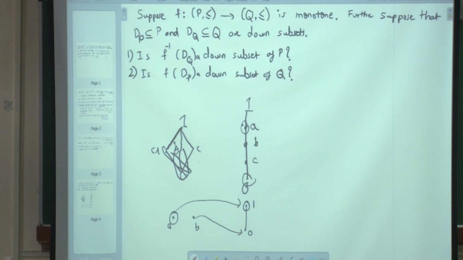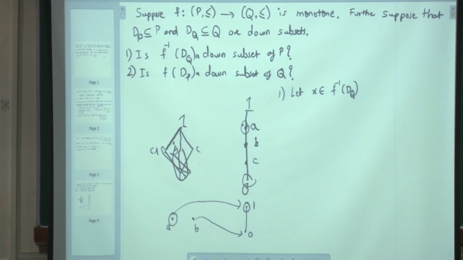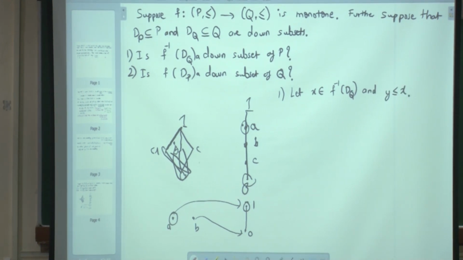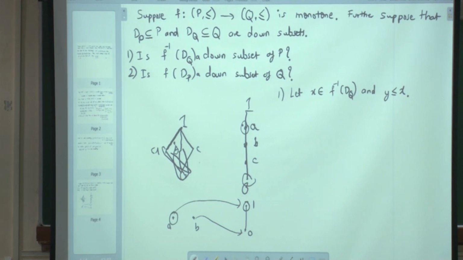Okay, so let us write down a proof of 1. Is F inverse of DQ a down subset? Yes. So let X belong to F inverse of DQ. What do I need to show to prove it's a downset? I start with some X and I choose a lower bound for that, Y less equal X. Y is a lower bound of X in P.